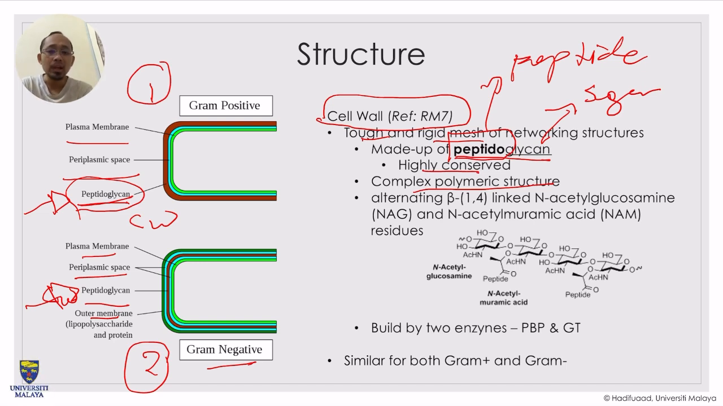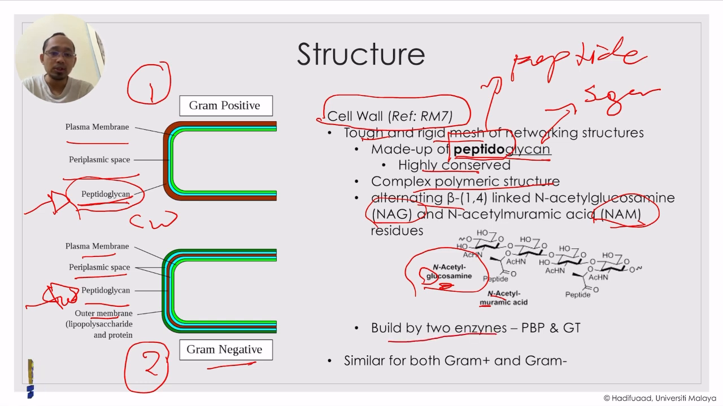Okay, so this particular cell wall is normally an alternating beta 1,4 link between N-acetylglucosamine, or NAG, and N-acetylmuramic acid, NAM. Okay, so this is an example. So you have NAG over there. The way to identify whether it's NAG or NAM is by looking at this glucosamine, while the other one is NAM, muramic acid.